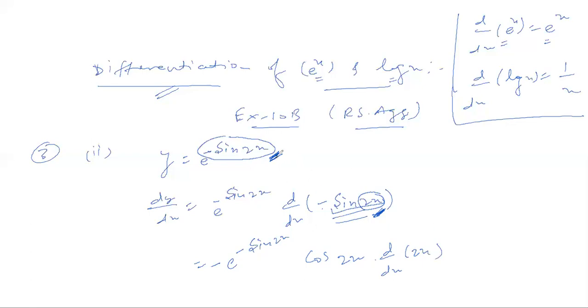As I told you, this is the first question, so I'm doing it in detail. Otherwise you can skip these steps and do this directly, and we have done these questions earlier also, based on this rule. So it will be minus sine 2x into cos 2x, and into the differentiation of 2x, which will be 2 only. So it will be minus 2 e raised to power minus sine 2x into cos 2x. In this way we can differentiate this. Move on now. Let's take a few more examples.